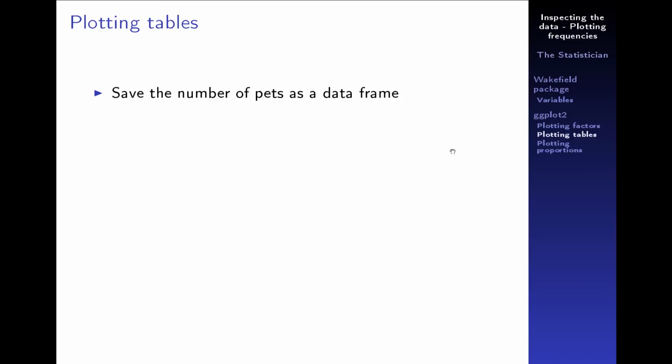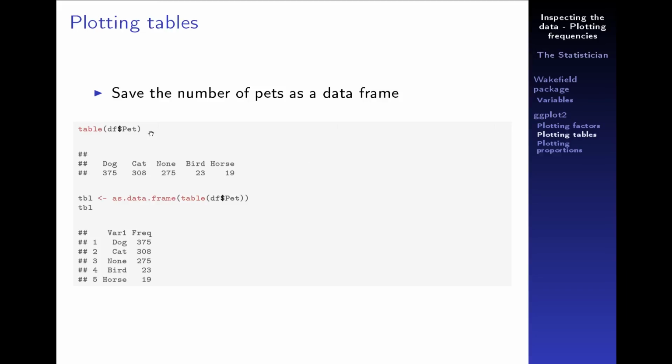But what if you don't have the observations, but the sums of each categorical level? For example, you have the numbers of each pet in the table, and then you convert it to the data frame. So you have only 5 observations.